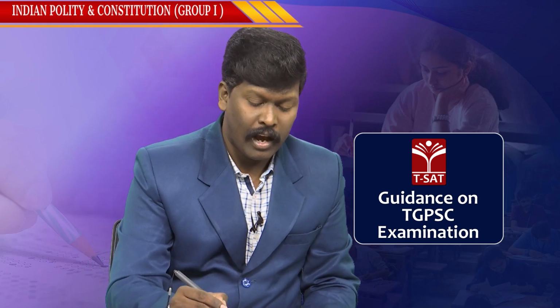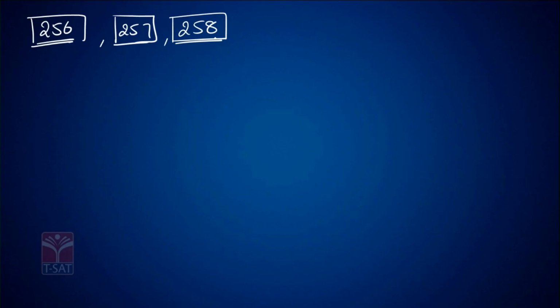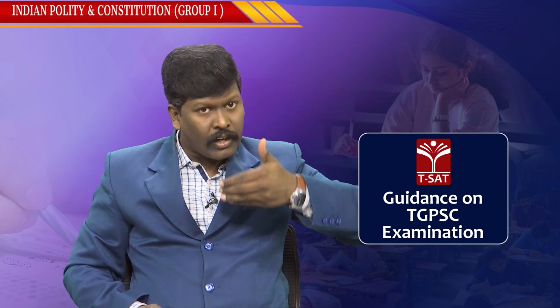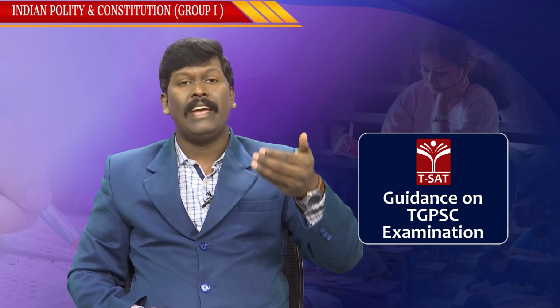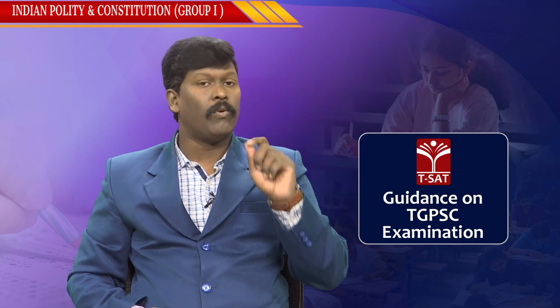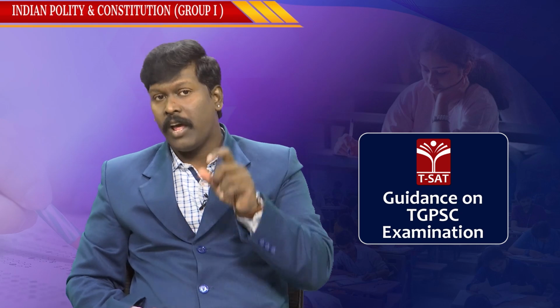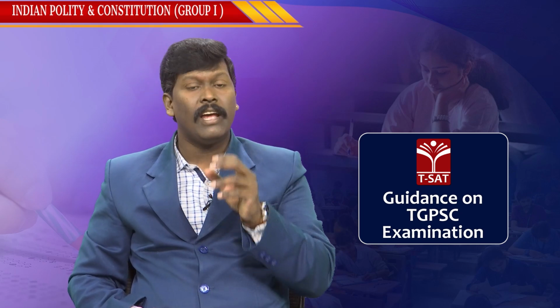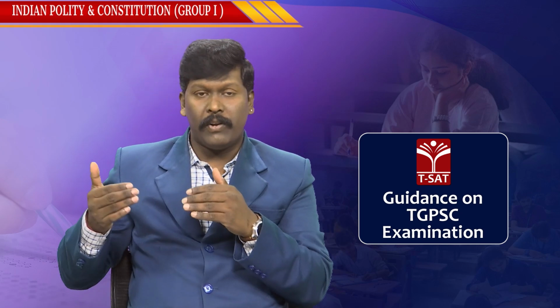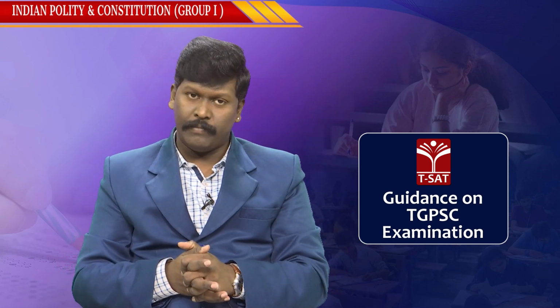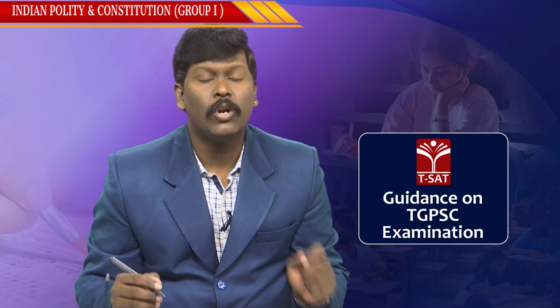The next one we have is Article 258. What is Article 258? Article 258 talks about how the union can exercise its control over the state via the governor. It can only exercise its control over the state via the governor. The governor is like a mediator between the state administration and the union administration, right? This is your Article 258.